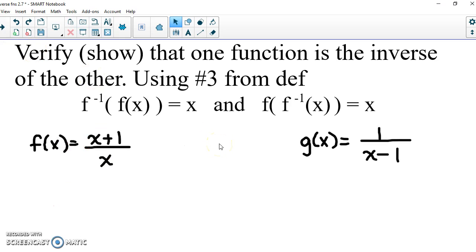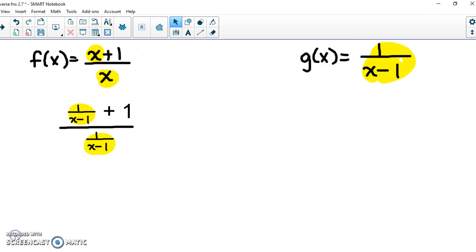Okay, here are a couple of examples where you verify that one is the inverse of the other. We've already done one sort of like this. Let's just try this one. Okay, so I am going to put this 1 over x minus 1 everywhere that I see an x over here. So let me do that. Okay, so here's my f of x. Instead of writing the x, I'm going to write 1 over x minus 1. So you'll see where I did that, replaced and replaced in yellow.